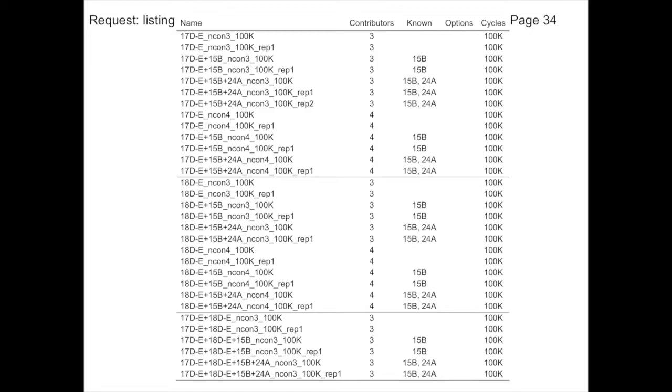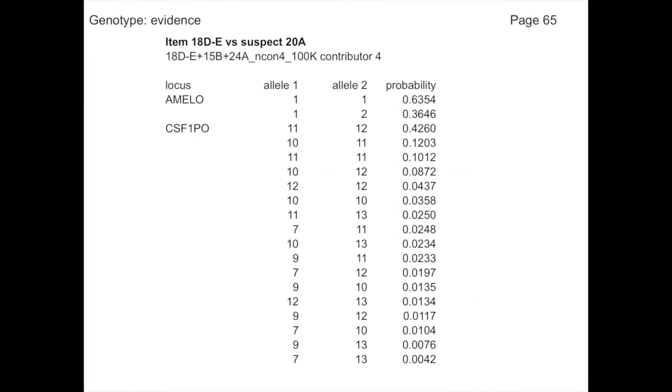These are the different requests that were run on this case for the 2 different items, assuming 3 or 4 contributors, as well as looking at the gloves jointly together, which you can do with a computer. Just look at all the data simultaneously. This is what the genotypes look like in tabular form instead of as a bar chart, where the allele pairs are listed with the probabilities.